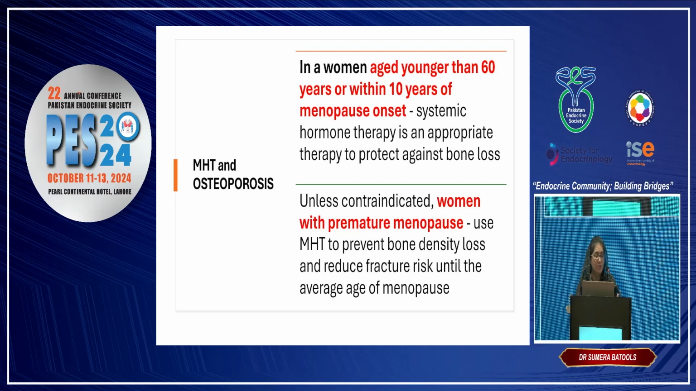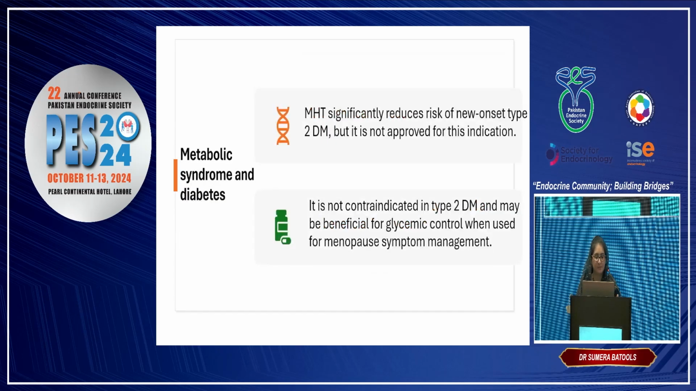If we talk about bone health and osteoporosis, again, for age younger than 60 years or within 10 years of menopause onset, systemic hormone therapy is an appropriate therapy to protect against bone loss. And if a woman develops menopause at an earlier age, then hormone therapy is required until the appropriate age of menopause for bone health.